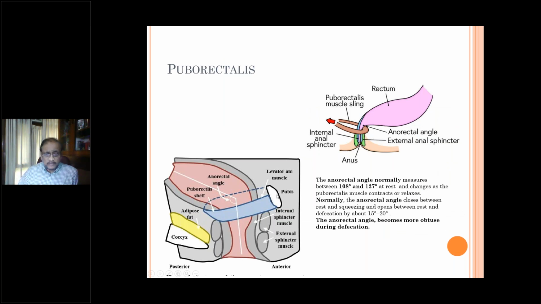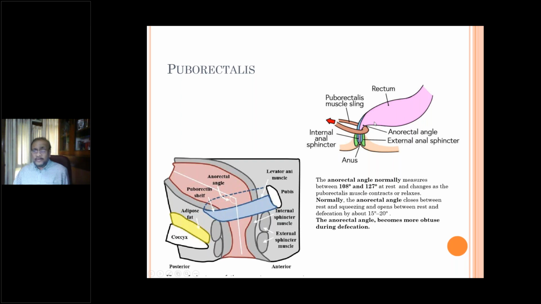Now, let's see the puborectalis. This is how it hinges. See the pubic bone, and this is the anterior-most part of the levator ani, forming 2 parts. One which is hinging the anorectal, and the second part which is basically giving out the analis part, or the part which is nearer to the anal canal, right? So here basically we're talking about the puborectalis muscle sling, the internal anal sphincter. See, this is the external anal sphincter and the internal sphincter, and this is how the rectum is hinging, and that forms the anorectal angle for you. This anorectal angle normally measures between 108 to 127 degrees. So when you measure this angle, it's always more than 90 degrees.